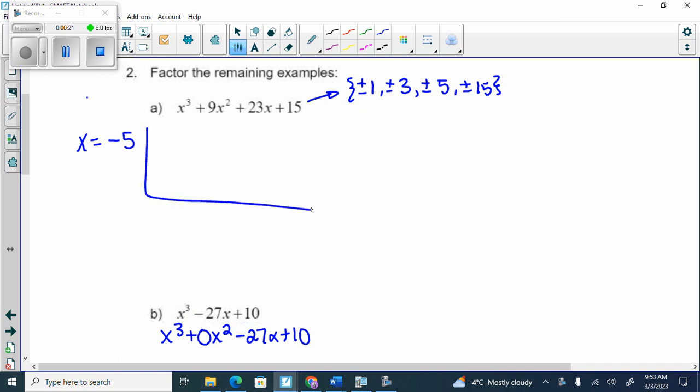So here, we see if we can rocket count. 3, 2, 1, 0. Poof, we can. So we get a 1, we get a 9, we get a 23, we get a 15. Now, this is my root. X equals negative 5. What's my factor?